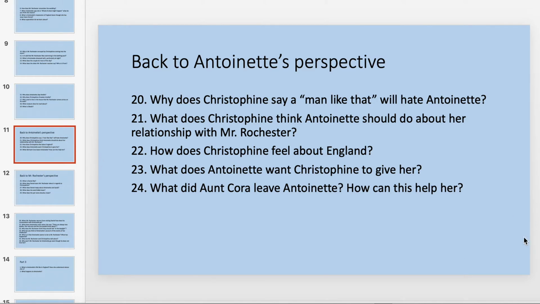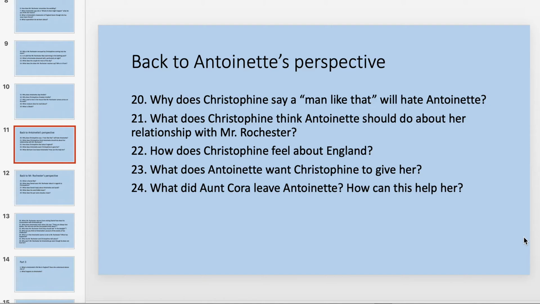And she's gone to Christophine for some counsel to find out what she should do about her relationship, because she can see that it's going to be falling apart pretty early. And Christophine says, a man like that will hate Antoinette. So I want you to think why Christophine would say a man like that will hate Antoinette. Why is Christophine sure that it's going to be very hard for Antoinette to gain Mr. Rochester's affections? Going on to 21, what does Christophine think Antoinette should do about her relationship with Mr.